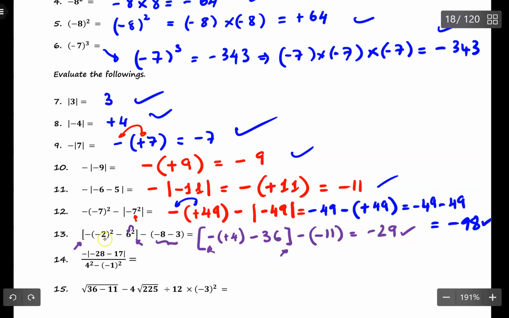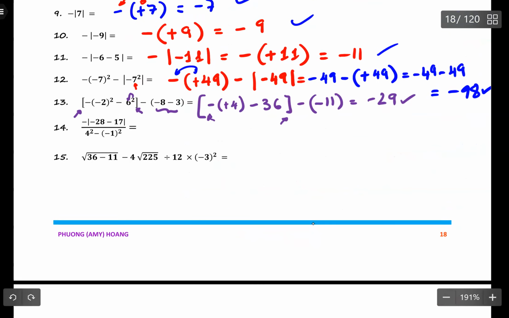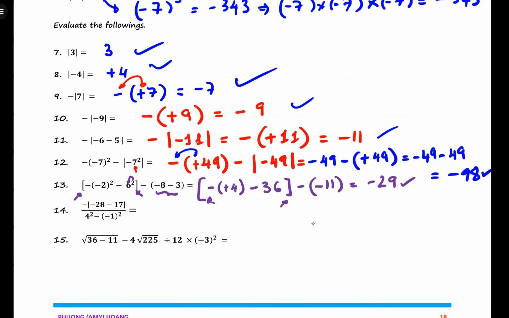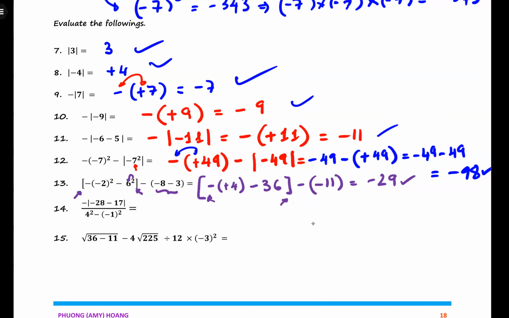So I would like everyone to play around with all of the operations, working with your calculator at the same time. So make sure you do all the steps and then compare with what you have on your calculator. So I will continue with number 14, and the rest of them after I teach the lesson on order of the operations in my next video.